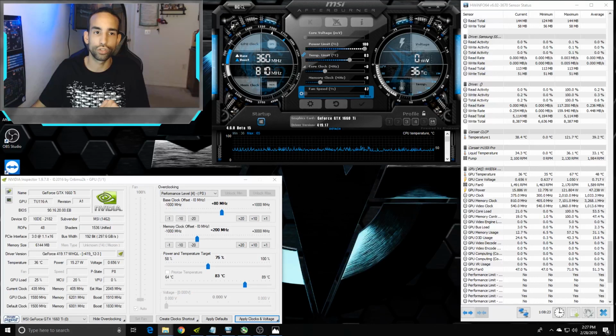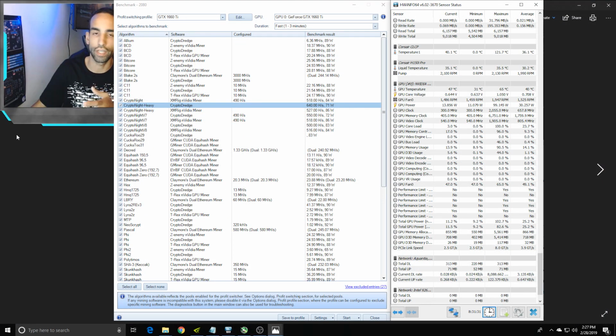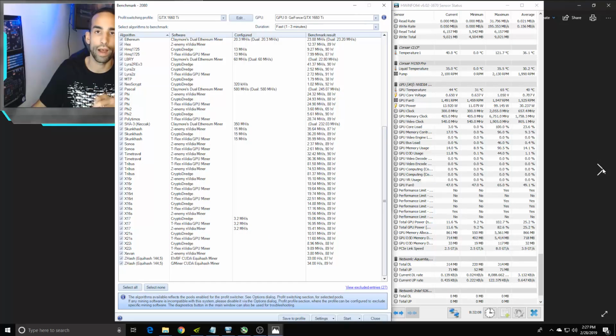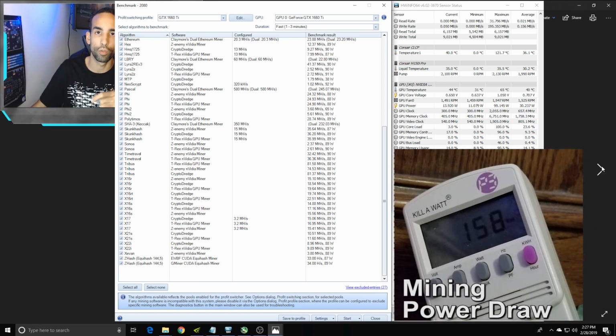But just showcasing after the testing in Awesome Miner here, and pause the screen if you need to. I'm not going to shout out every single algorithm. The card performed as far as power like a 1060, so around 90 watts, and that's not only testing from software, that's also testing from the wall, which I'll put up on the screen as well.